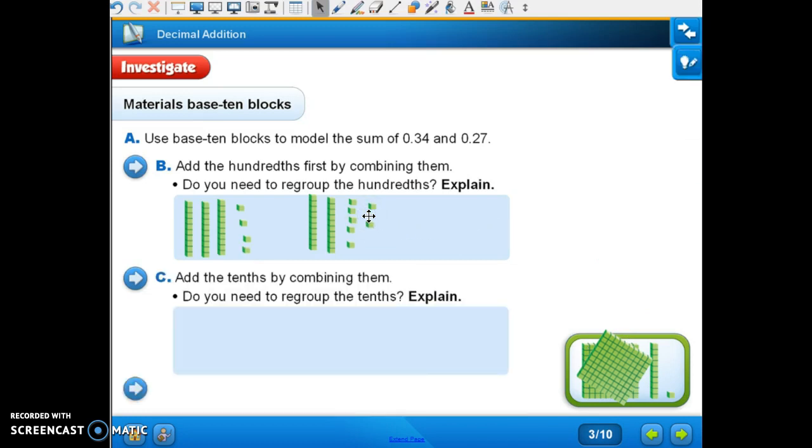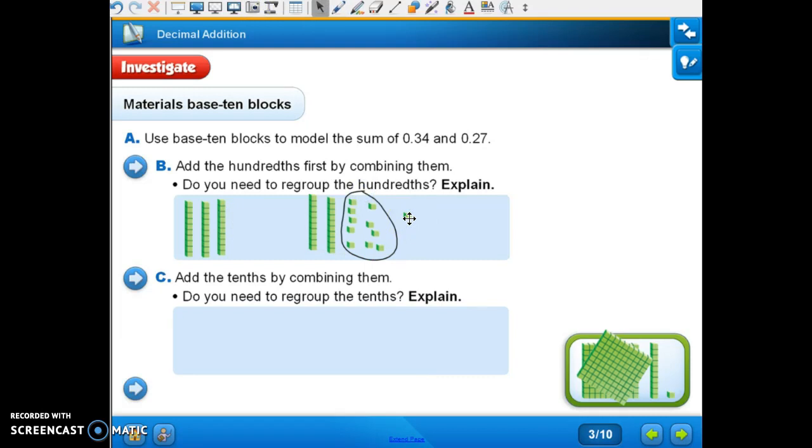Okay, the first thing we're going to do is add our hundredths by combining them and figure out, do we need to regroup them? So how many should we put in a group before we have to regroup? 10. So I have 7 over here, right? And 4 over here. So let's make a group of 10. There's 8, 9, 10. So there's one group of 10. And I have this extra one left.